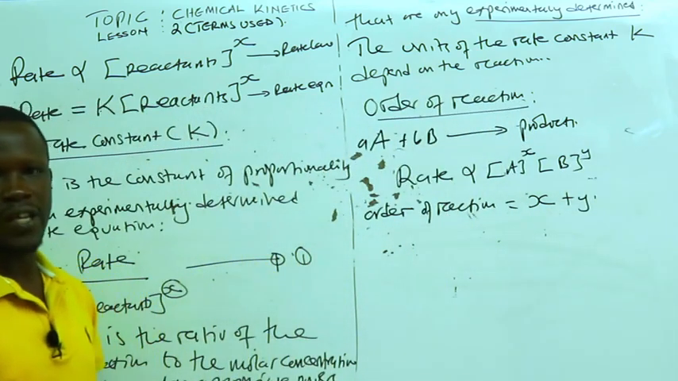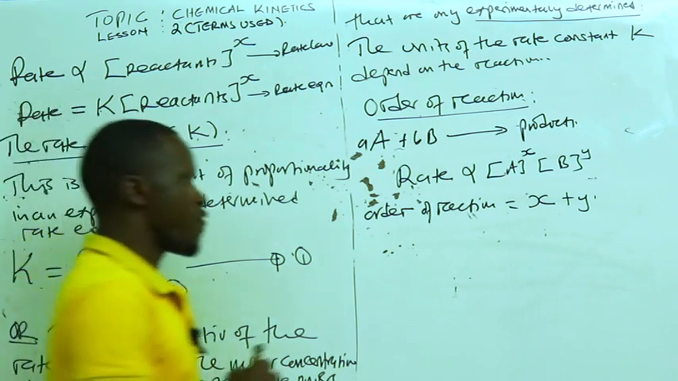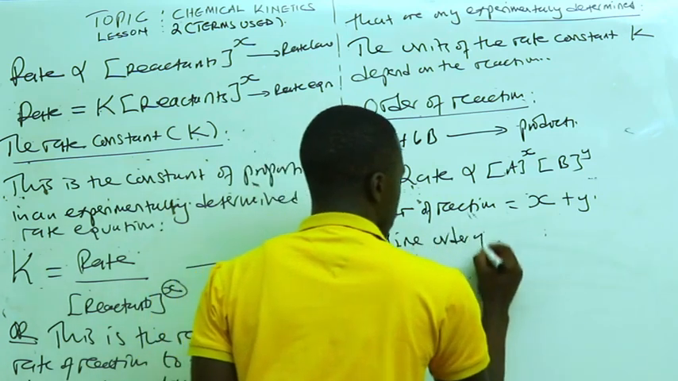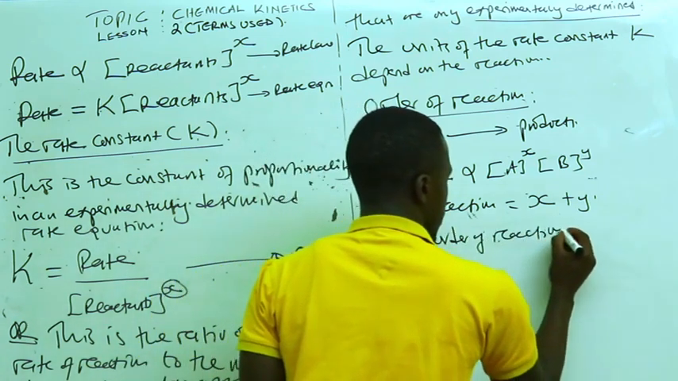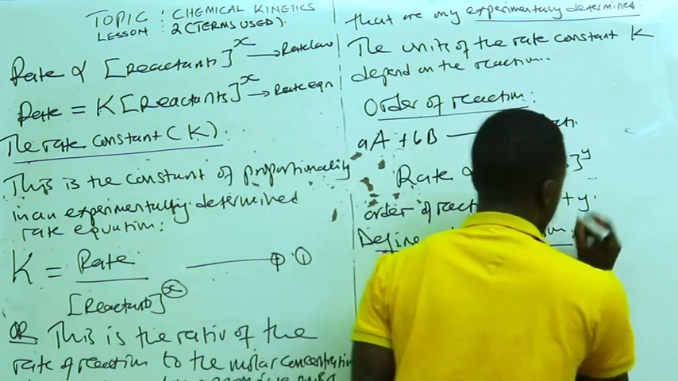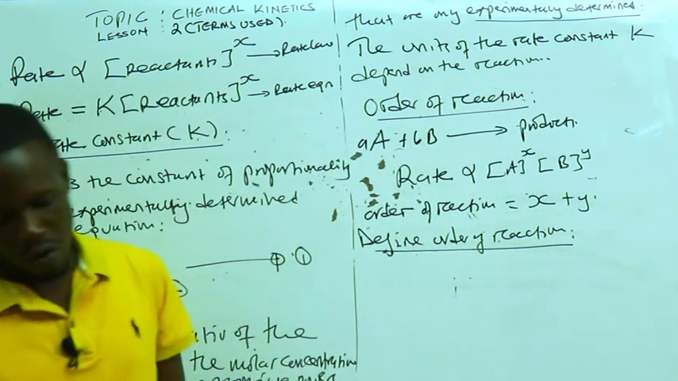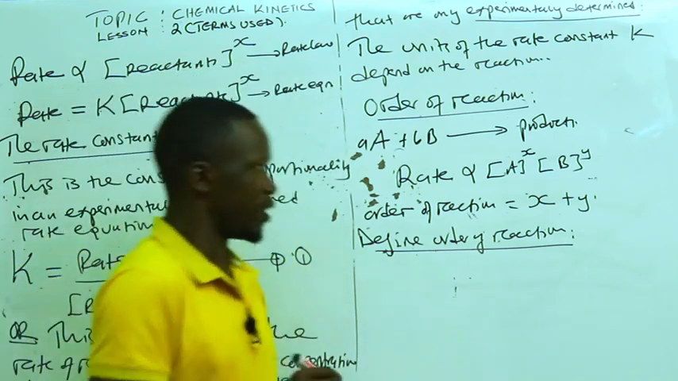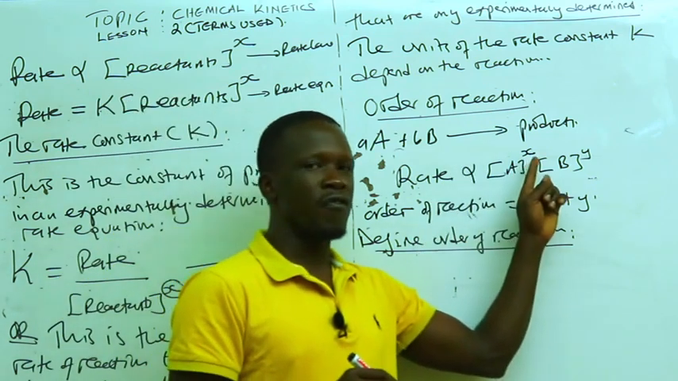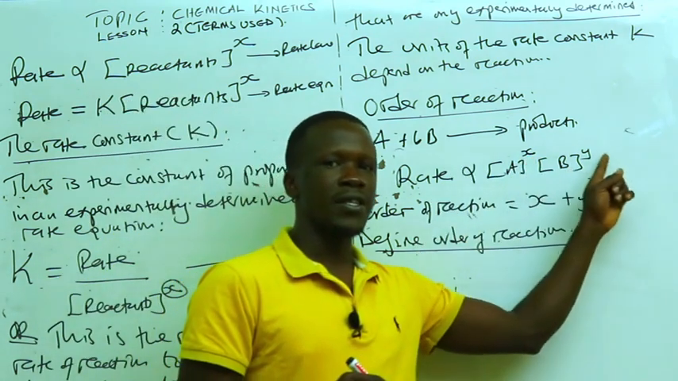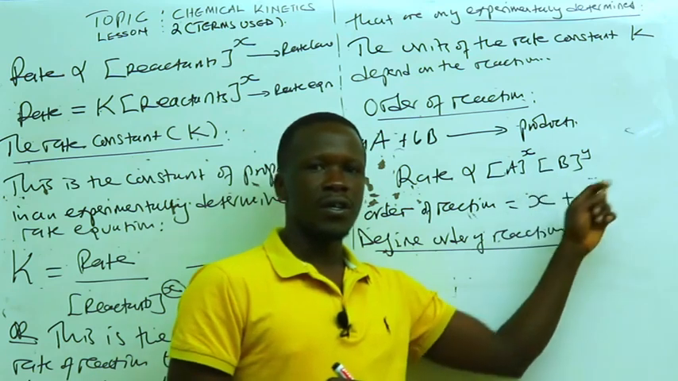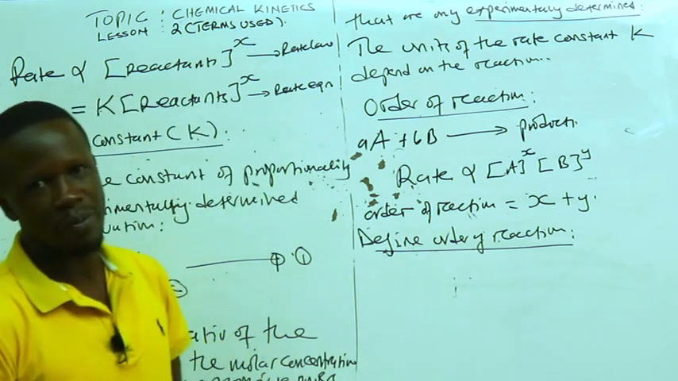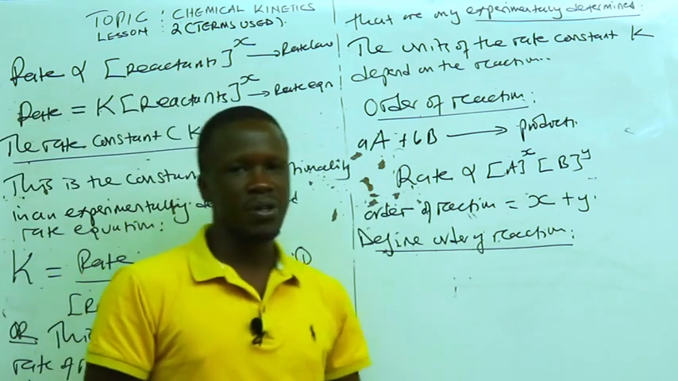The sum of x and y. So if we are to define order of reaction for a reaction with multiple reactants, then order of reaction is the sum of the powers to which each of the reactants in an experimentally determined rate equation is raised.